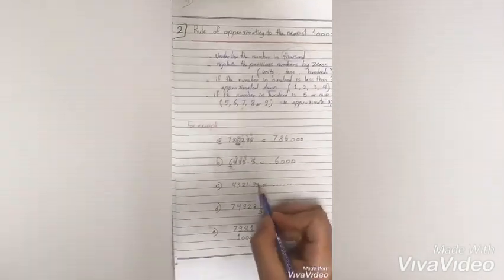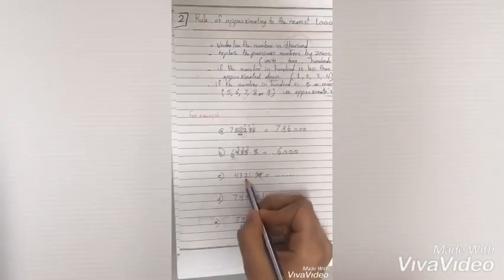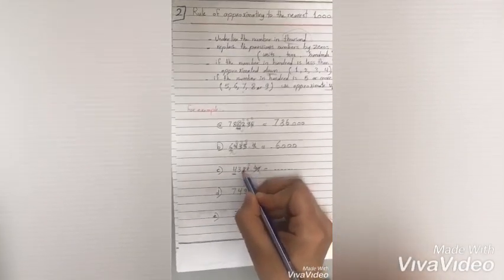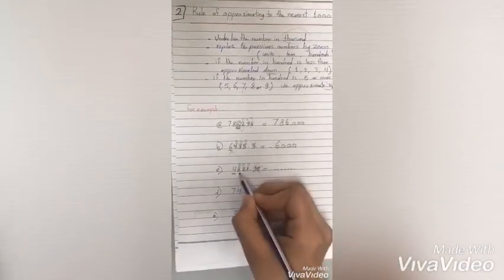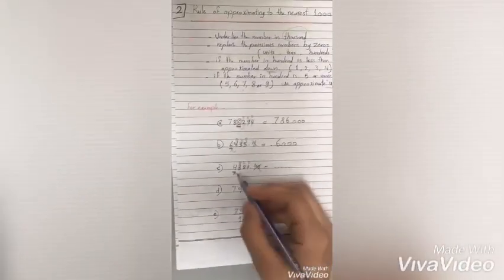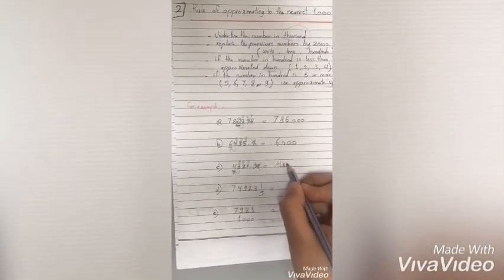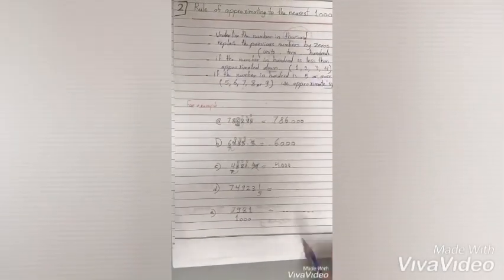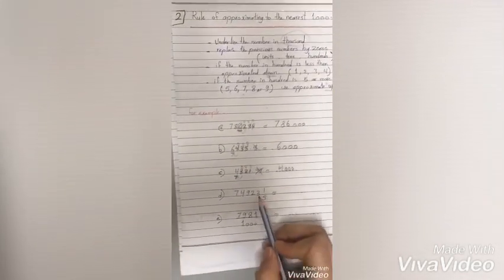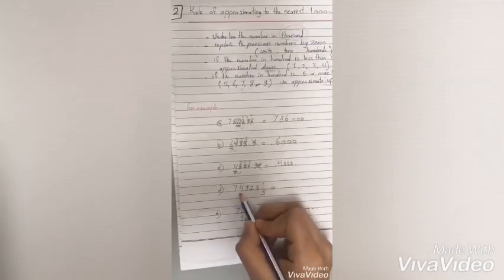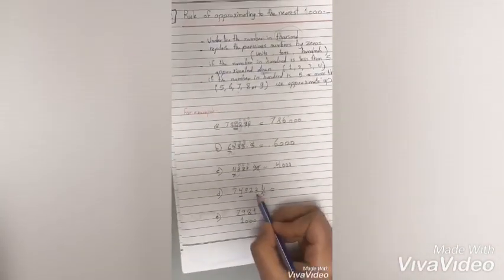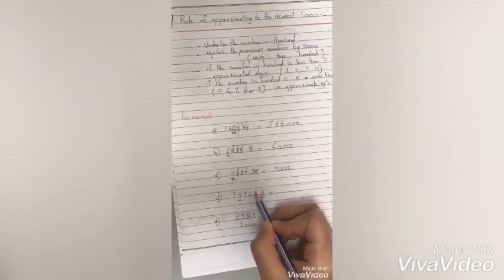4,321.99. First, cancel the decimal part. Units, 10, 100, 1,000, underline 1,000. Replace units, tens, hundreds by 0. 3 can't give anything to 4, so 4 is kept as it is. So this number after approximating will be 4,000. Here, my approximating is also to the nearest 1,000. Units, 10, 100, 1,000. Cancel this fraction. And units, tens, 100 are replaced by zeros.